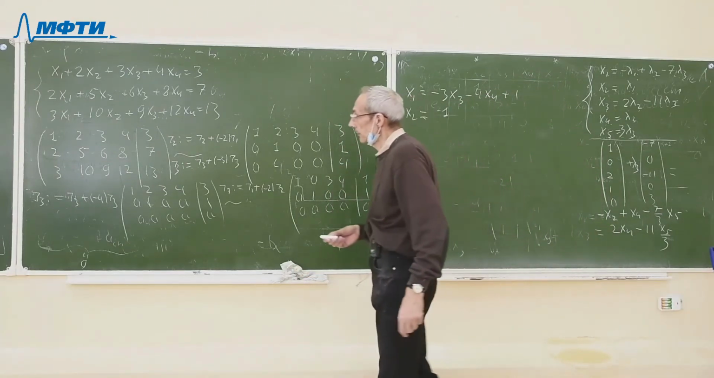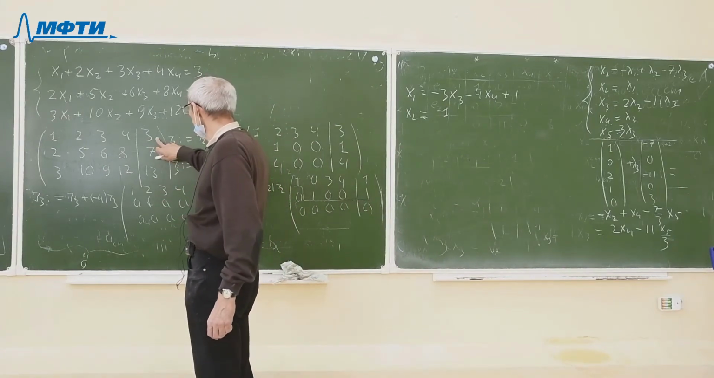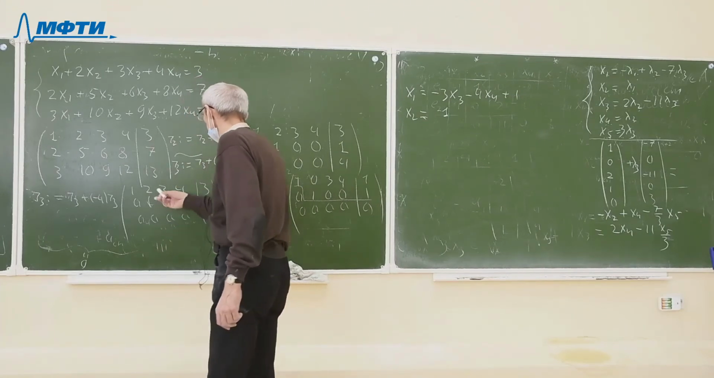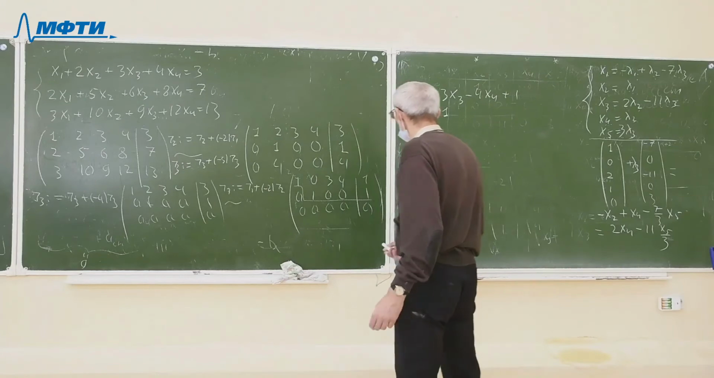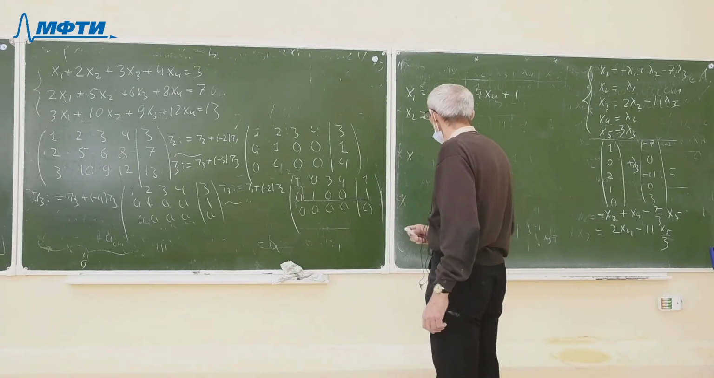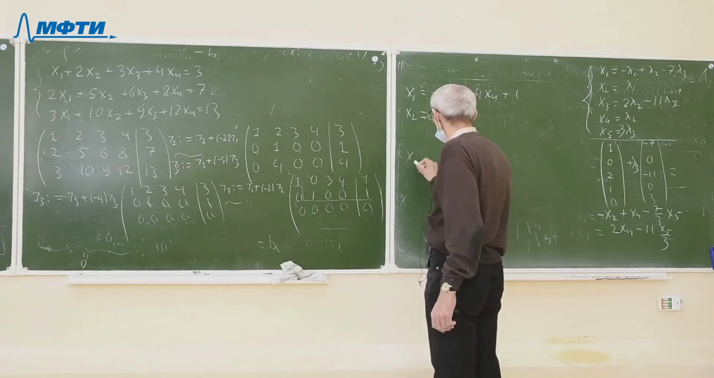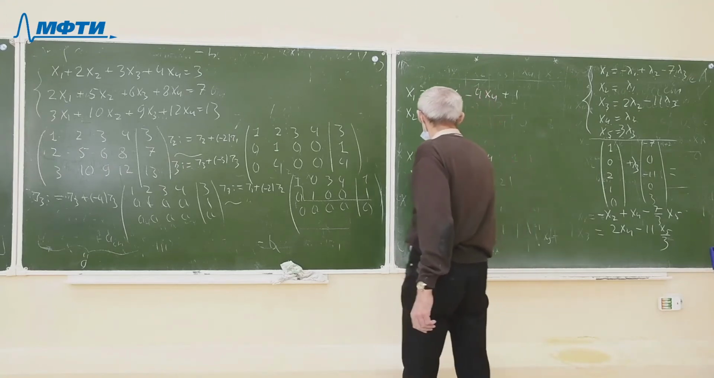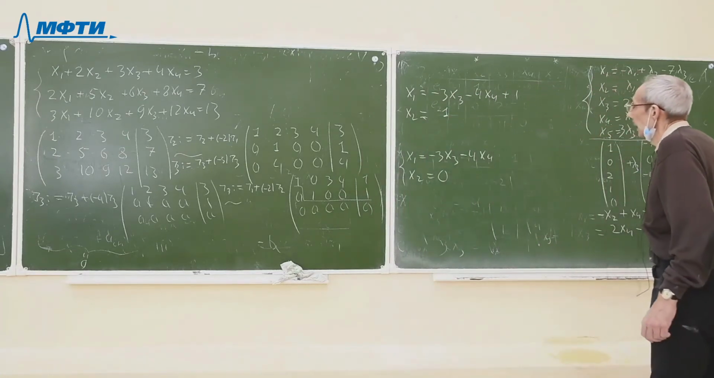If we want to solve the corresponding homogeneous linear system, we must put the free term equal 0 and repeat this transformation, and on the last step we obtain the following general solution of the corresponding linear system. x1 is equal minus 3 x3 minus 4 x4, x2 is equal 0.